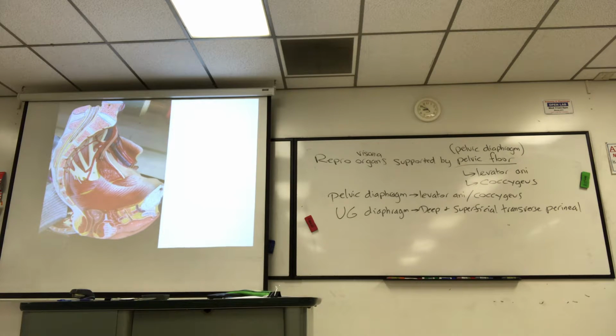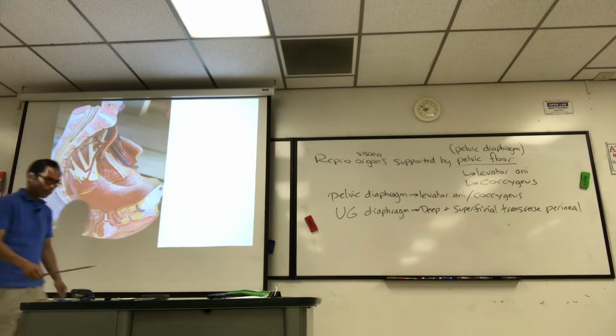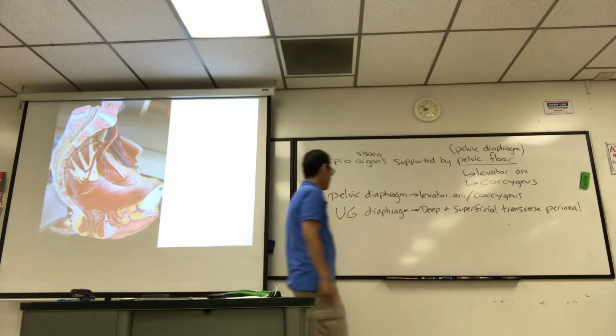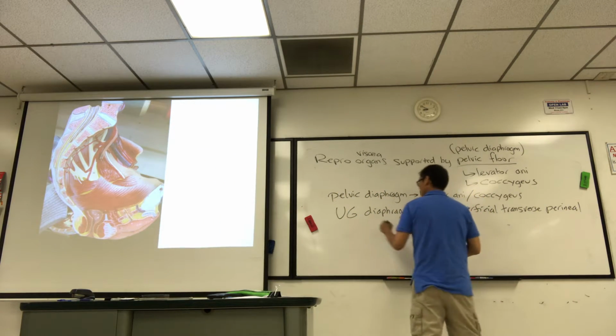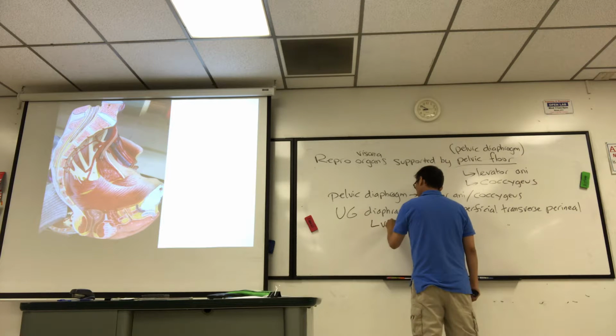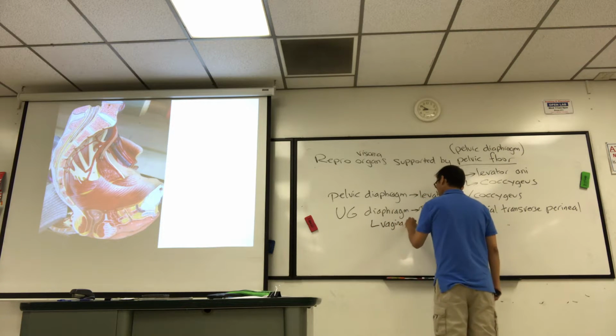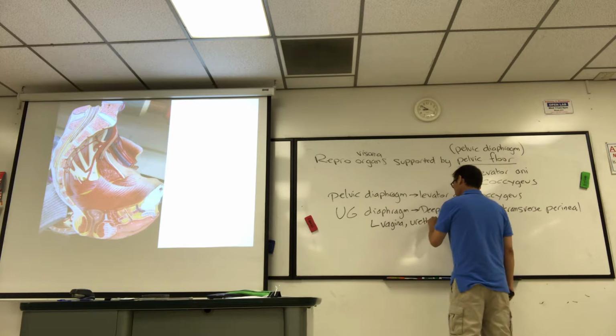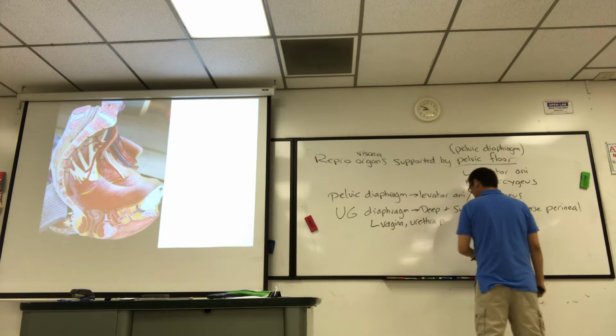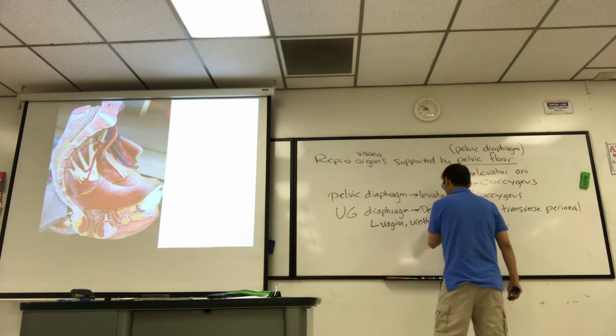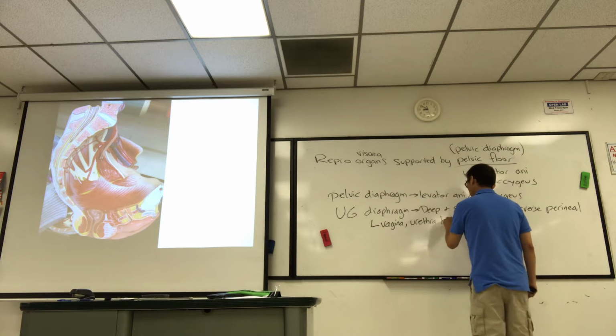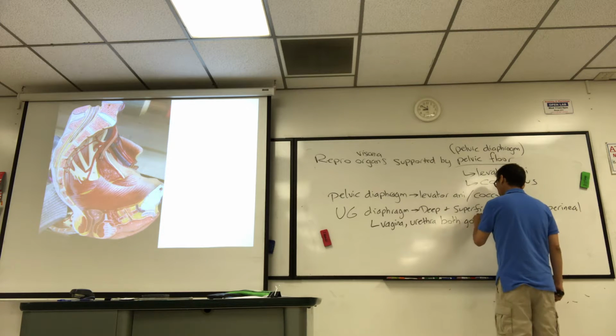Now here's the thing. For things to exit the perineal region, you have to pierce the UG diaphragm. So this is a female model. I see the vagina and the urethra. They both pierce, go through the UG diaphragm. Vagina, urethra, both go through.